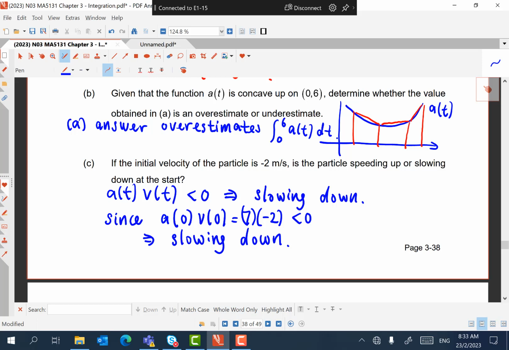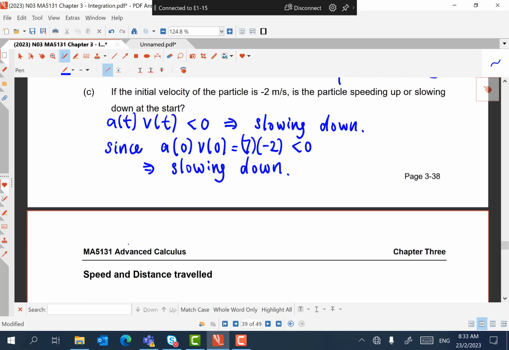Many people tend to think that you judge this based on just velocity. It's not, because if the velocity is negative and the acceleration is negative, right? It only means that it is accelerating in the negative direction. That means it's speeding up actually. Okay.